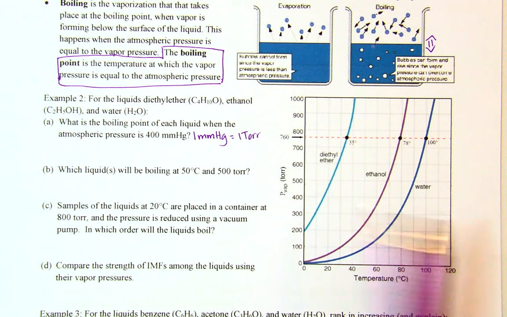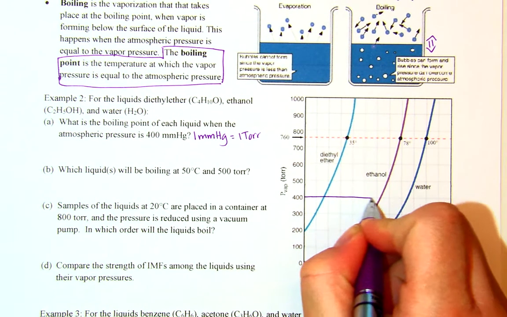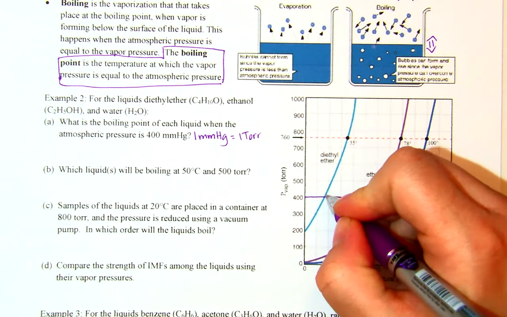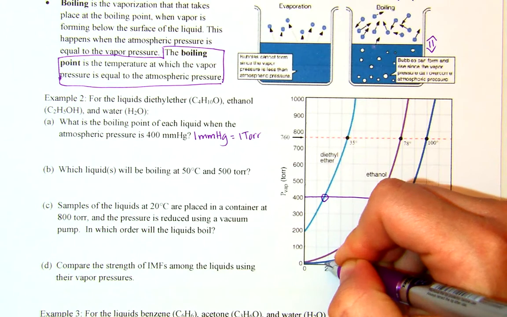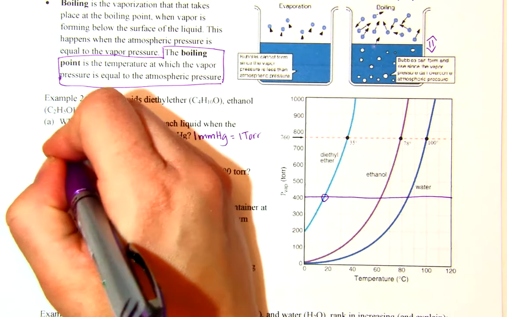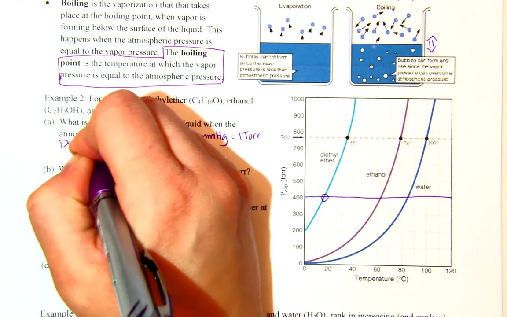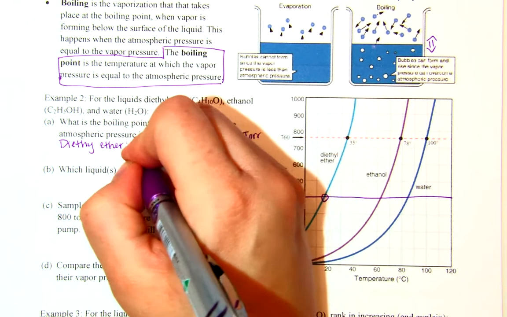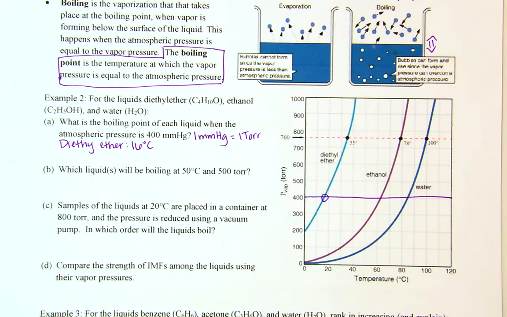I'm just going to draw a line across so I can keep track of what I'm looking at. So what's the boiling point of each liquid? Well, boiling point's a temperature, so if I follow the pressure over, here's my boiling point of diethyl ether. That's about 16-ish degrees Celsius. So diethyl ether is about, and it doesn't need to be totally exact, 16 degrees Celsius.